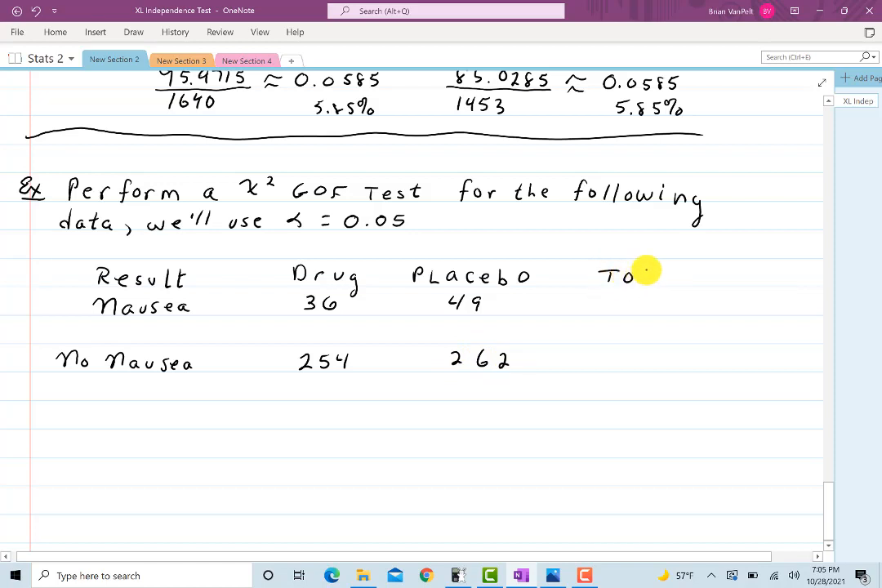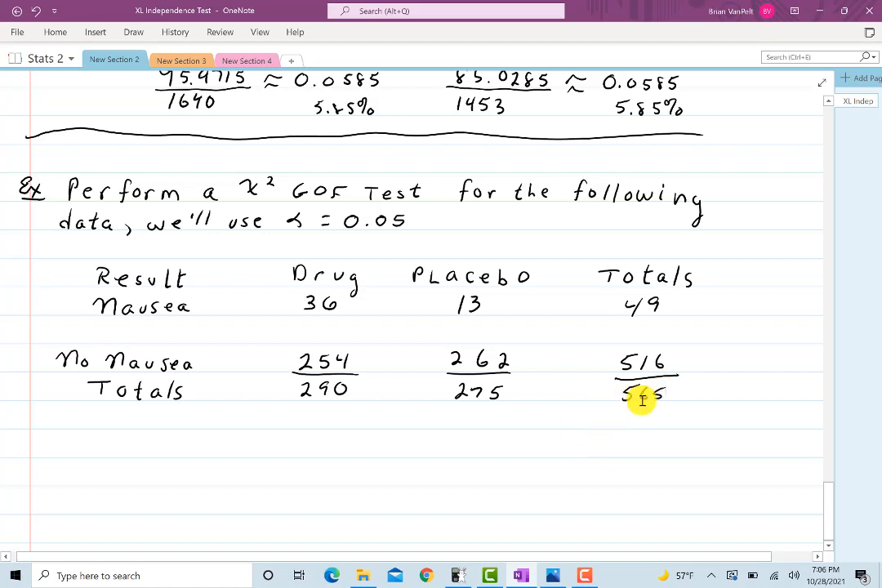And then while I'm here, let me put my totals up also. So remember, to go across, I'm going to add up the 36 and the 49. Actually, I made a mistake there. That's 13. 36 and 13 is 49. And then 254 and 262 is 516. And then let me get the totals of the columns as well. The total of the first column is 290. The total of the second column is 275. And then the third column, the total is 565.